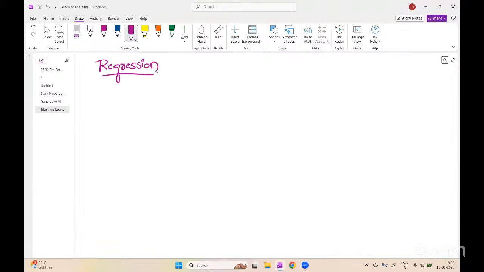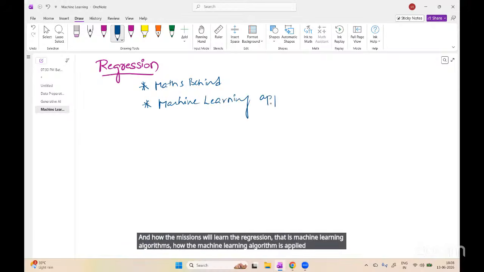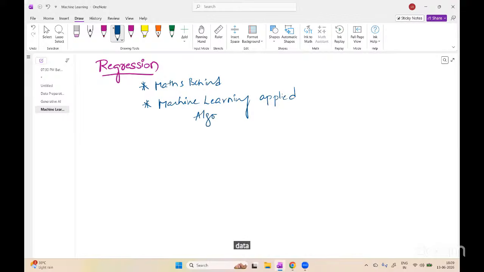Okay, regression. In today's class, we are going to understand regression. What is the math behind the regression? And how will the machines learn the regression, that is, the machine learning algorithms? How is the machine learning algorithm applied over data?